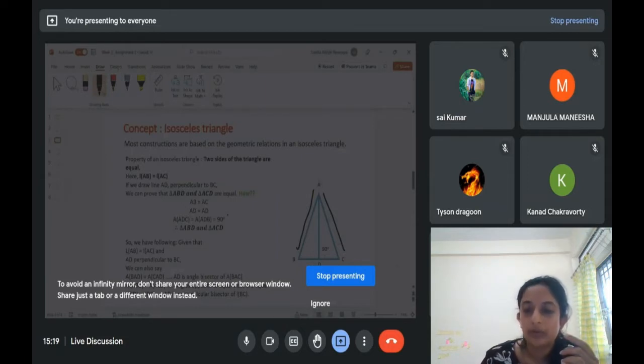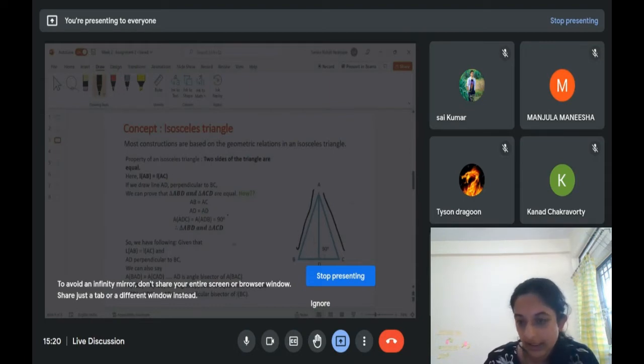Because of this construction, we can prove that triangle ABD is equal to triangle ACD. How can we do that? We already know that since it is an isosceles triangle, AB is equal to AC. In triangle ABD and triangle ACD, the line AD is common. And we also know that angle ADC is 90 as well as angle ADB is 90 because AD is perpendicular to BC. So that way we can prove that triangle ABD is equal to triangle ACD.